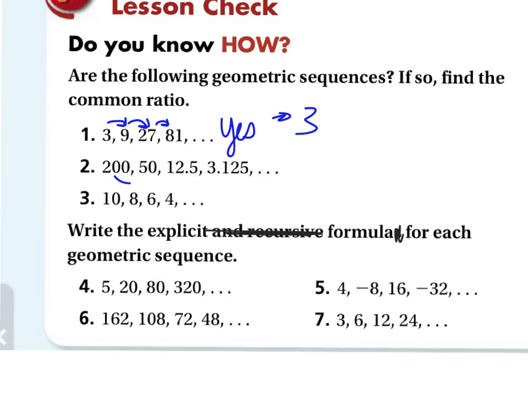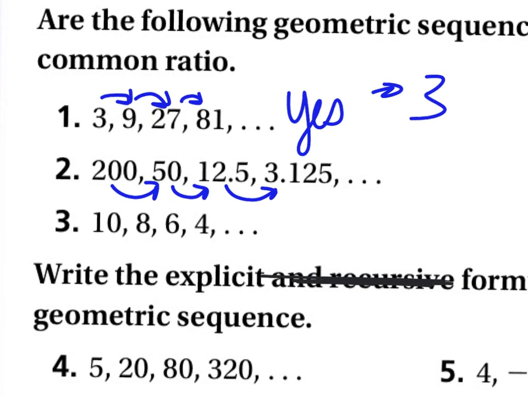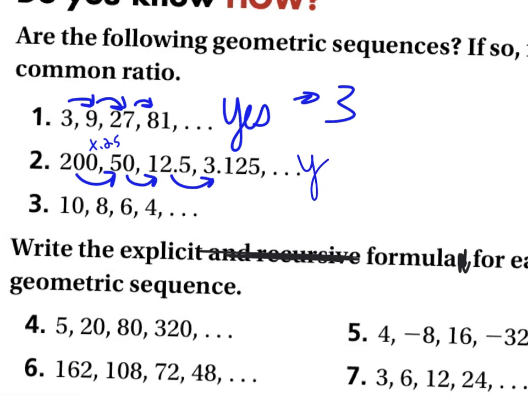Number 2, these numbers are getting smaller. Might be easiest to look at with the first two numbers. Going from 20 to 50, that'd be dividing by 4. Dividing by 4 is the same as multiplying by 1/4 or multiplying by 0.25 if you want. You can check that with the other ones as well, and it will work for all of them. So that one is yes as well. Common ratio would be 1/4 or 25/100. That's supposed to be a decimal there, sorry.